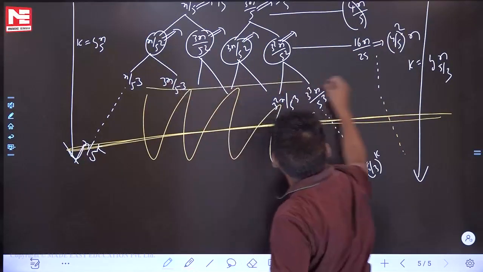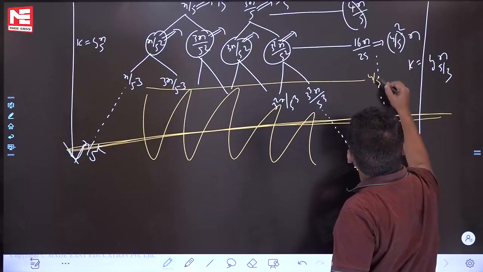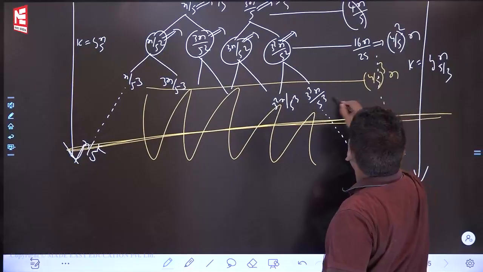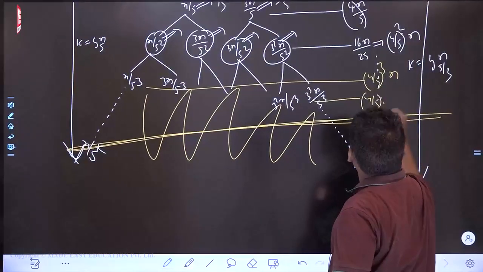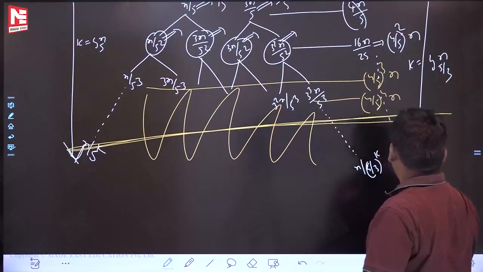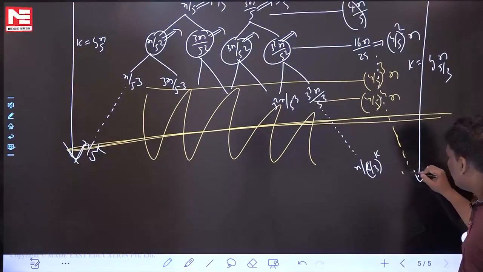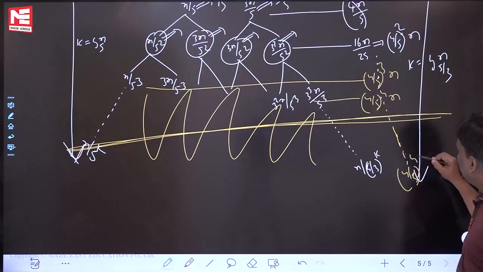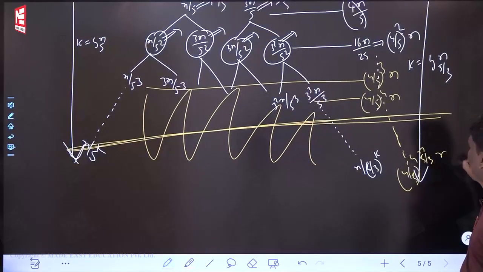If you add these all, what is the answer? Maybe (4/5)^3 n you will get. Next one, (4/5)^4 n you will get, and so on. If I continue like this, what is the last one? (4/5)^(log n base 5/3) n will come.